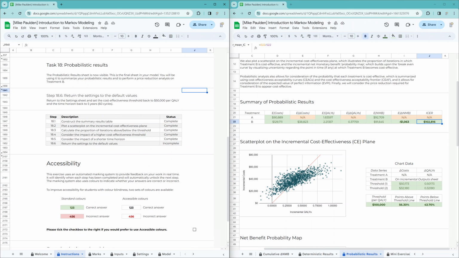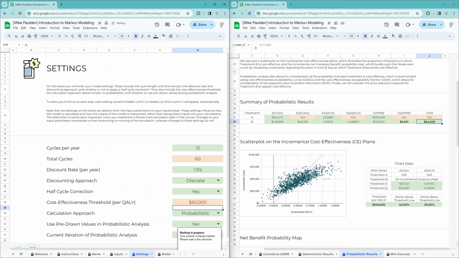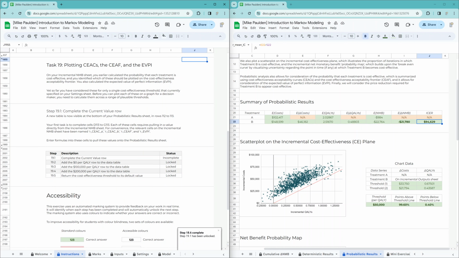Okay, and we're now on to 18.6, which asks us to return the settings to the default values. So we'll go to settings, we'll make this 60, we'll make this 50,000. Okay, and that brings us to the end of task 18, and I will see you in the next video for task 19.